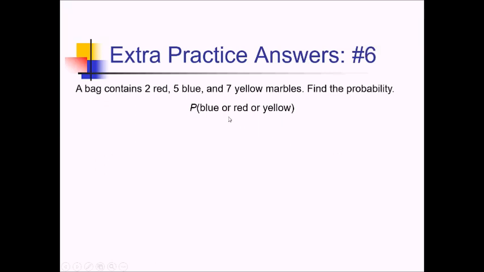For this one, we have this bag of marbles, 2 reds, 5 blues, 7 yellows, and we want the probability of picking one of those 3 colors when we reach in and grab one of those marbles. Well, you could probably just look at this problem and say, well, I mean, that's all the marbles that are in the bag. There's no other type, so it's 100% probability that you get one of these. But let's do a little analysis and prove it mathematically.